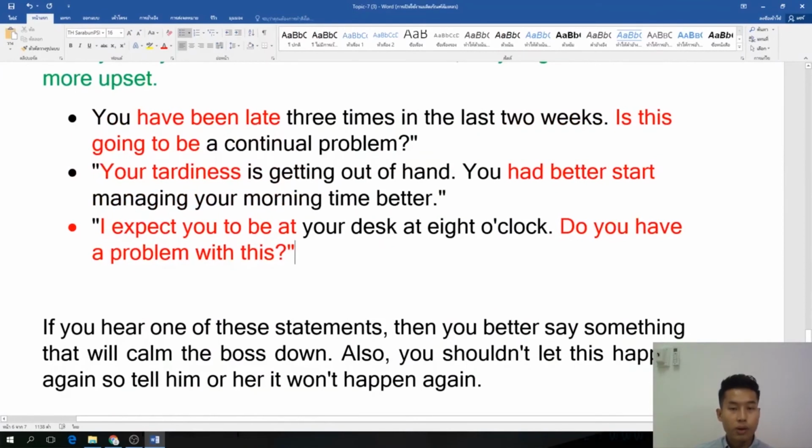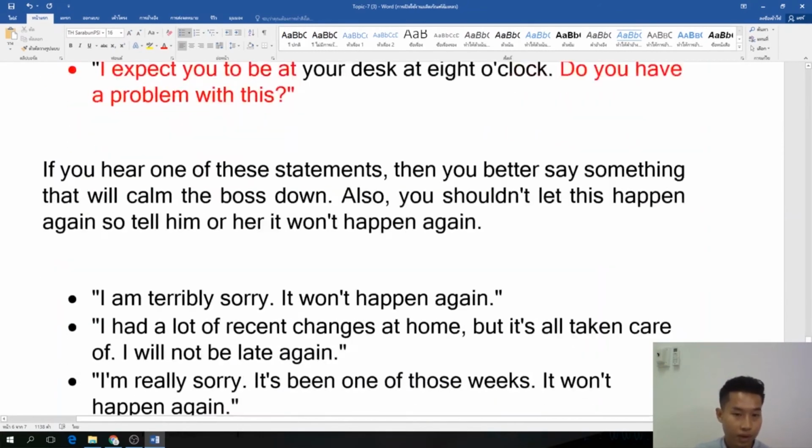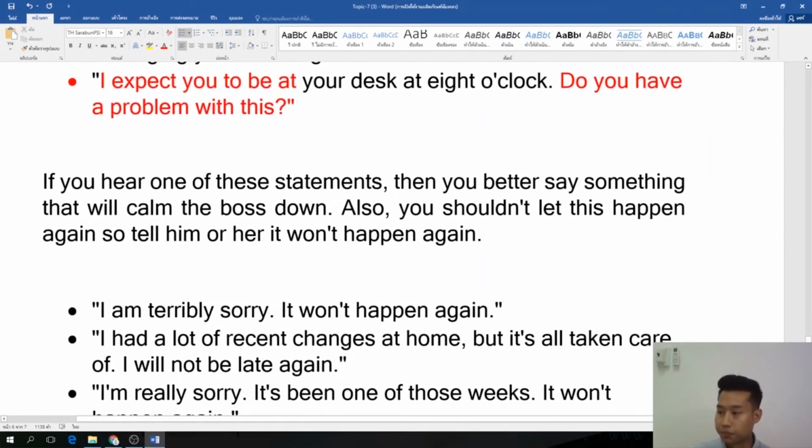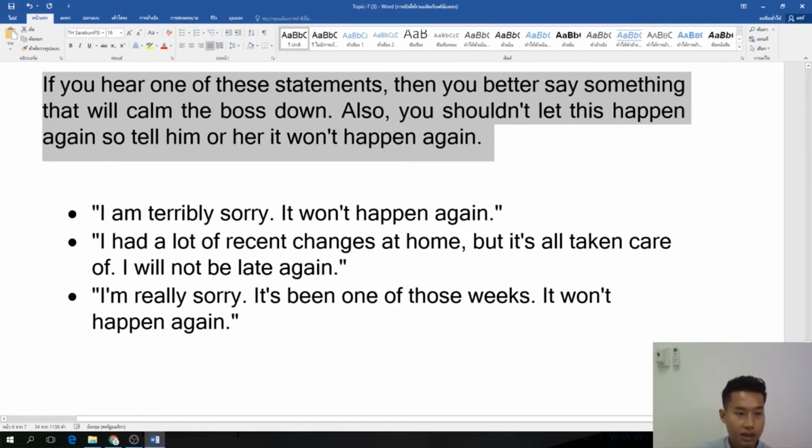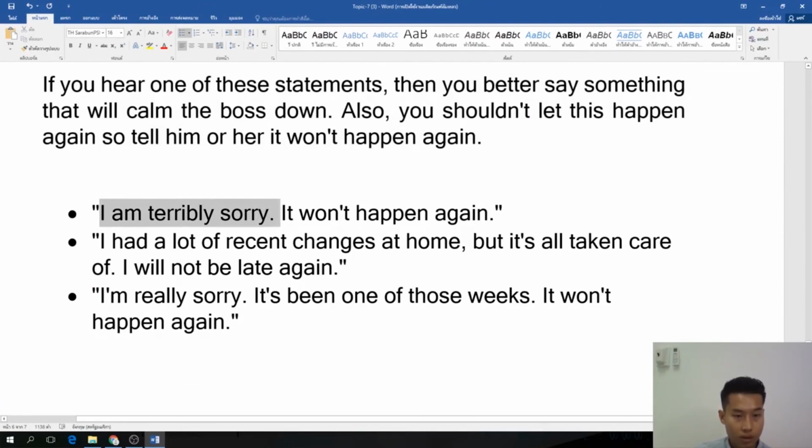Well, the continual problem is like you still have a problem, still late. We call this a continual problem. And how about this one? If you hear one of these statements, then you had better say something that will calm the boss down. And also, you should not let this happen again. So tell them it will not happen again. Here, number one, terribly sorry.